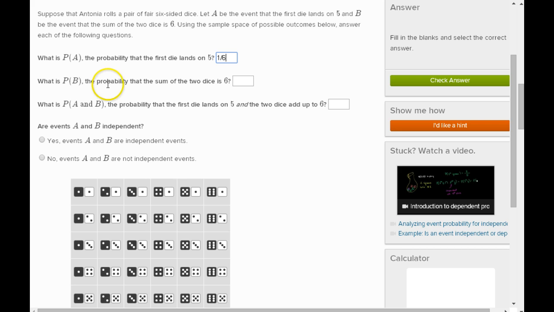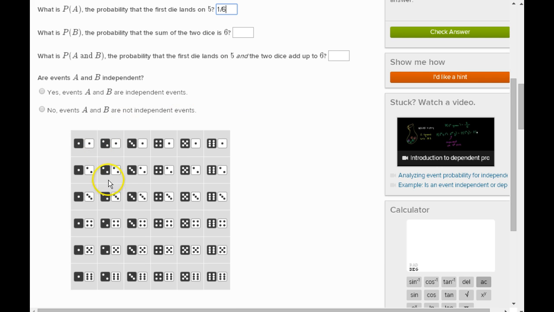What is the probability B? The probability that the sum of the 2 dice is 6. Aha! This is a little bit trickier. We've got to find out how many in here add up to 6. Well, 1 and 5, there's 1 here, and 2 and 4, and 3 and 3, and 4 and 2, and 5 and 1. So that's 1, 2, 3, 4, 5. So there is 5 of 36, right? That's the probability. There are 5 of them that sum to 6. Any of these won't, because they start at 7 and go up, and this one starts at 6 and they get larger, and this one here is 6 and then it gets larger. So there's just 5 of the 36.